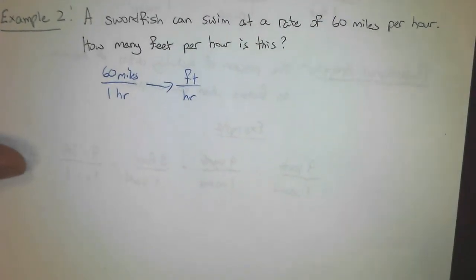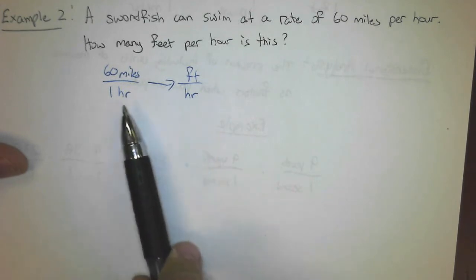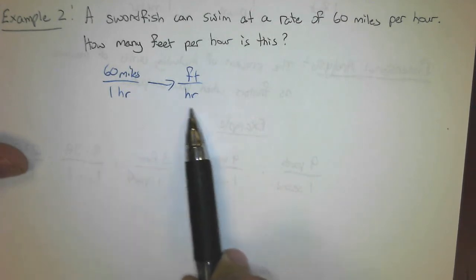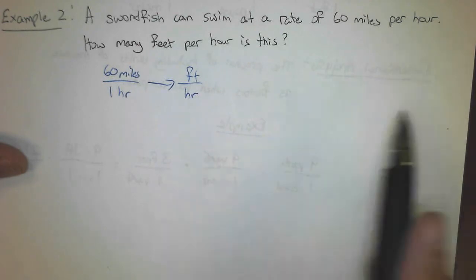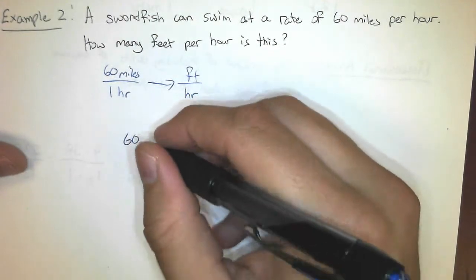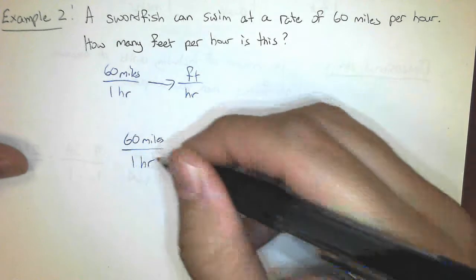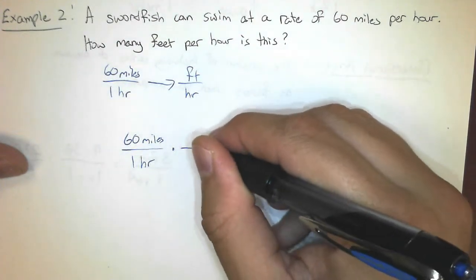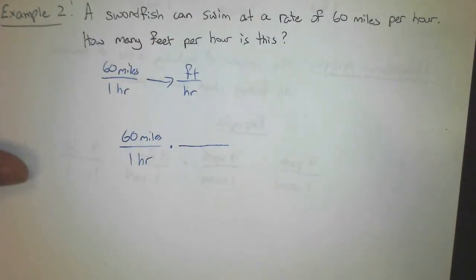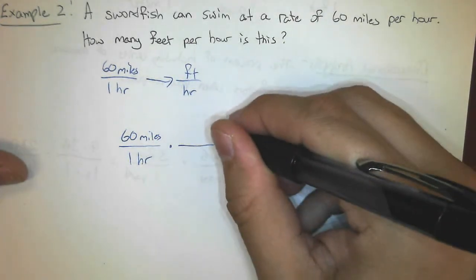All right, so if we notice, hours are going to hours. We do not need to convert hours to anything since we already have hours as our denominator. But we need to convert miles over to feet. So we're going to start off with 60 miles over 1 hour, and we're going to multiply. So we are converting miles to feet.